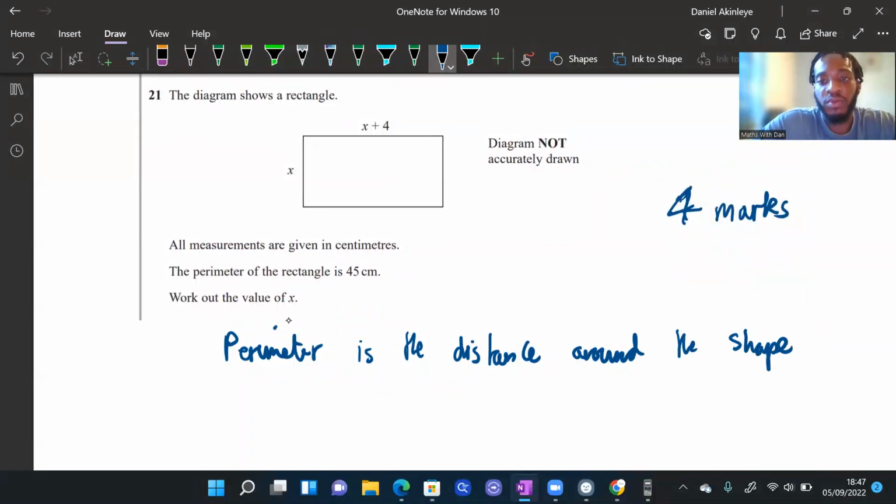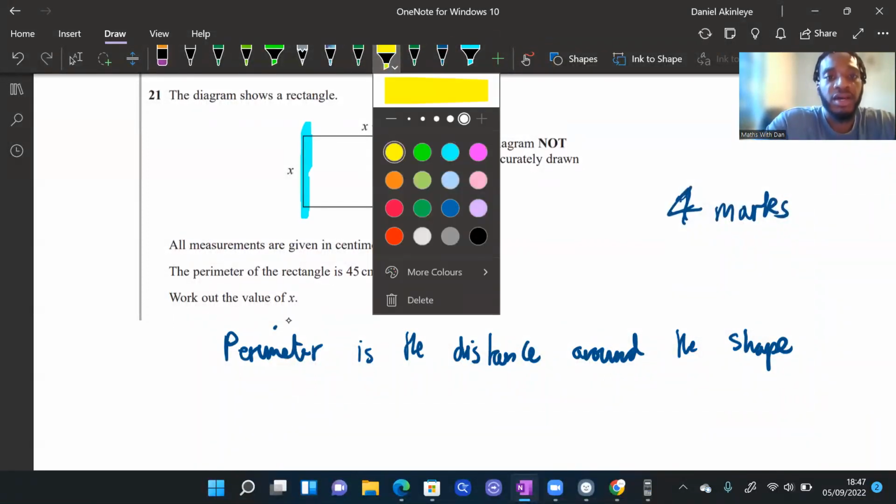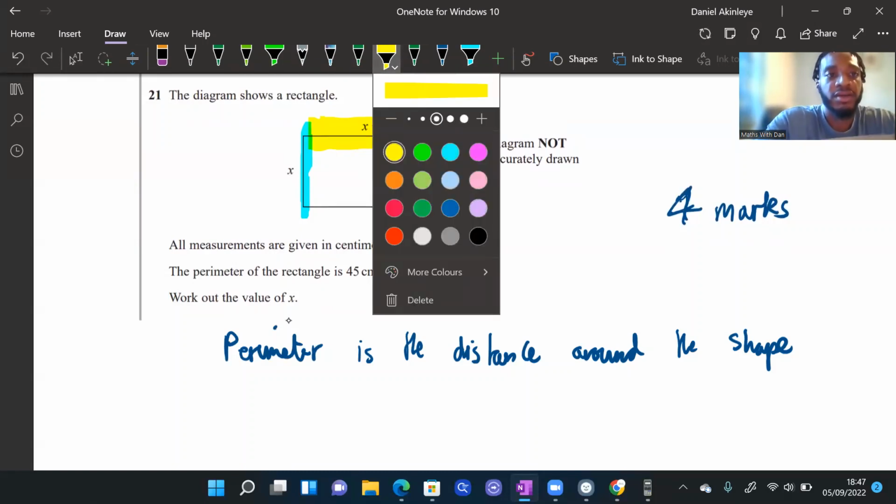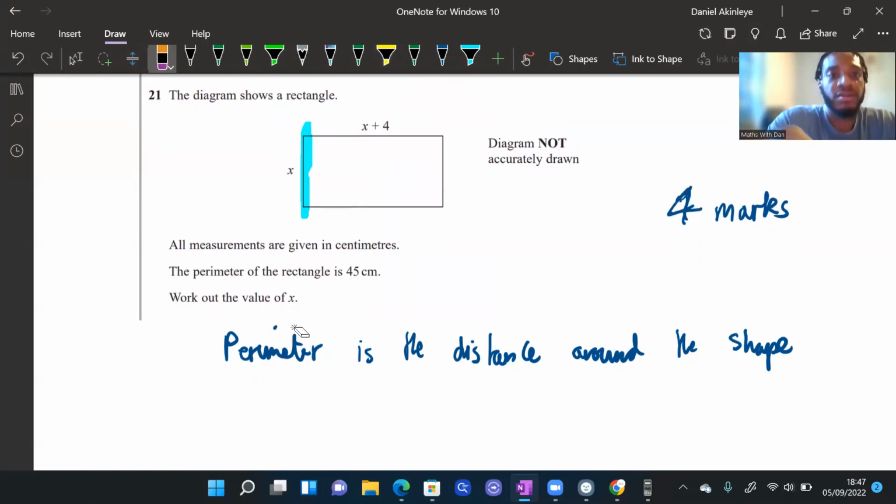So the perimeter would be this side plus this side. Let me make this a bit thinner, actually. This side. And remember, I'm going to highlight them the same color because we know that these two are the same length, right? And then this side. So these four sides added together will give us the perimeter.